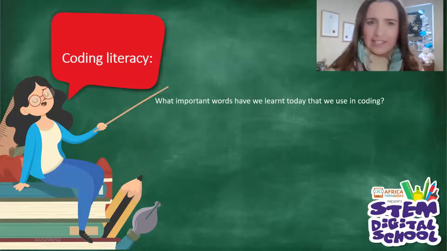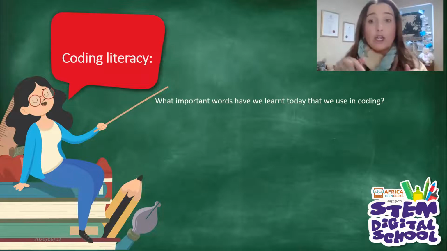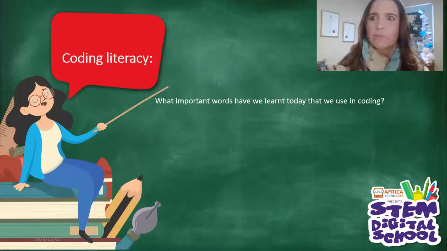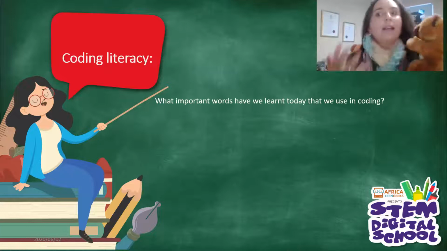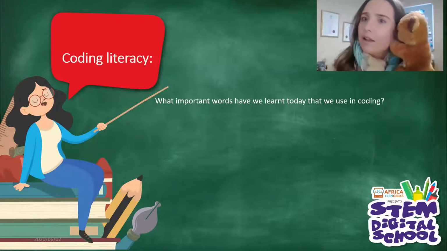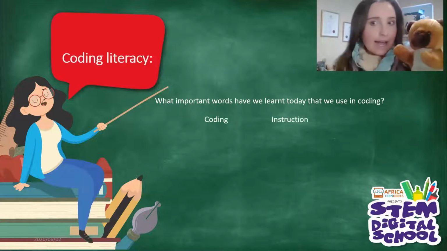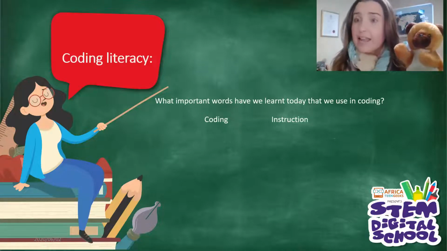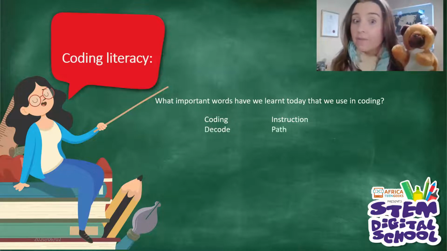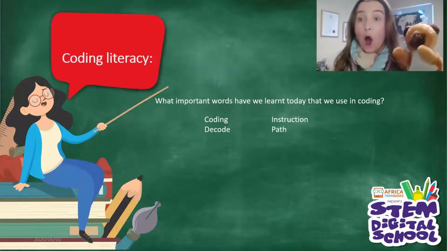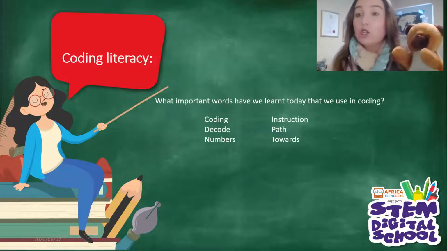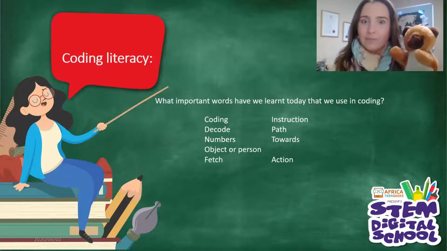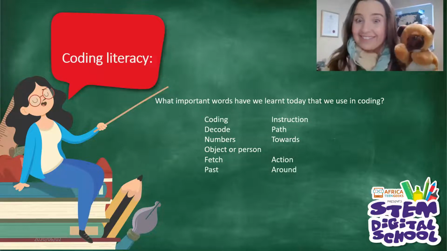So, coding literacy. What important words have we learned today that we can use in coding? Can you name a few? Hey, Bube! Yes, I know you listened as well. Coding? Yes, that's a word. Instruction. What other words have we learned today that helped us get to our treasure? Decode, path, numbers, towards, we went towards the mountain, object or person, fetch and action.